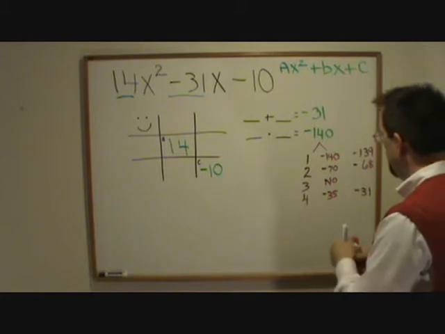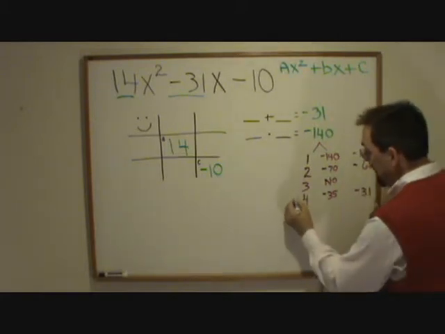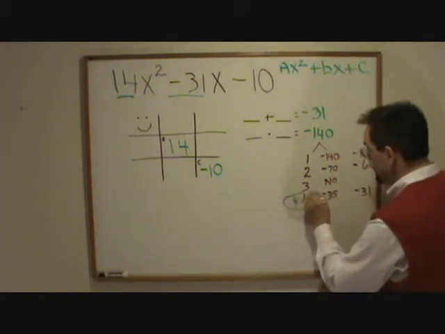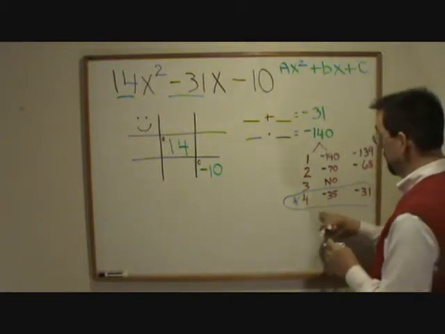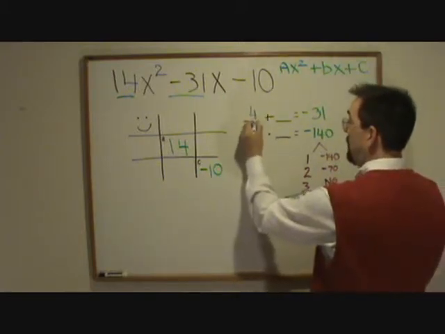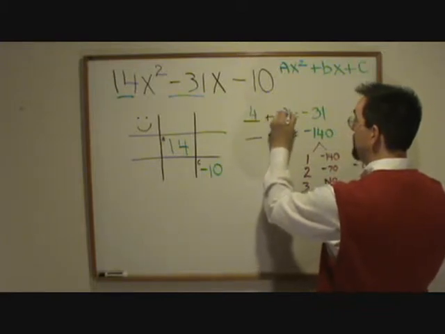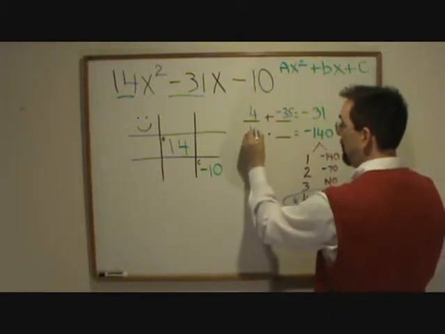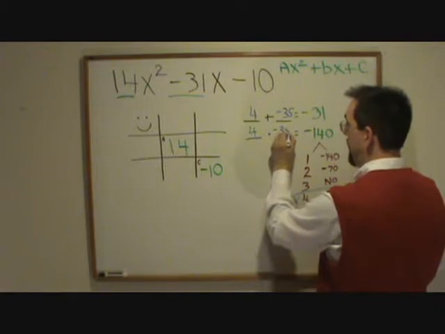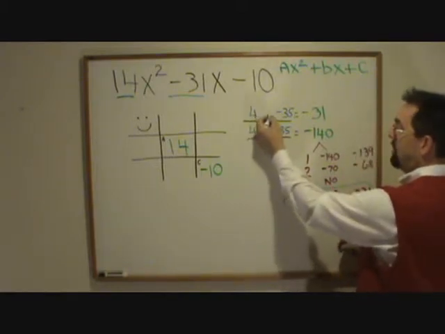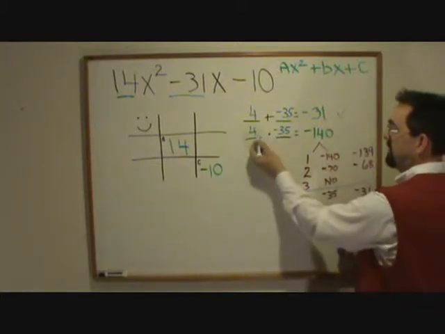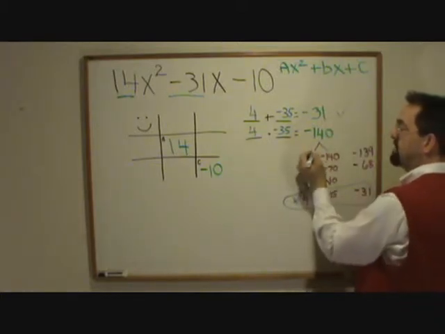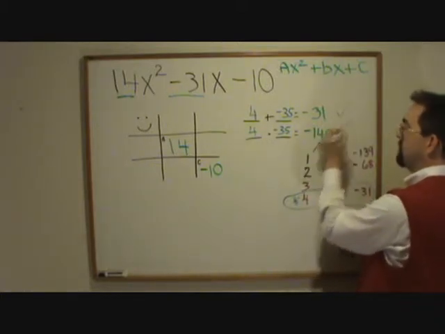That's good. So let's actually just asterisk that. I'll put a circle around it because that's the hardest part of this problem. 4 and minus 35. We'll check it one more time. 4 plus a minus 35 gives us a minus 31. Good. 4 times a minus 35 gives us minus 140.